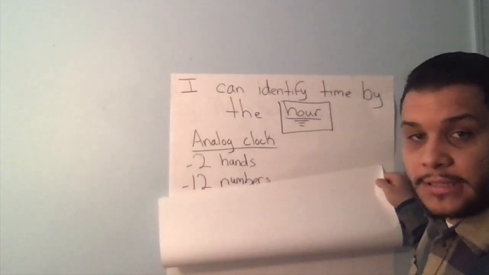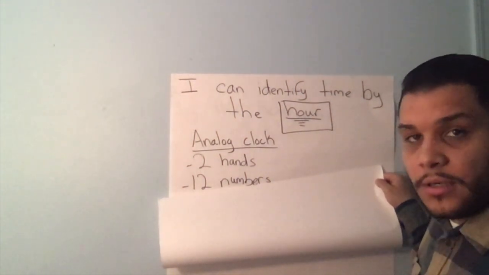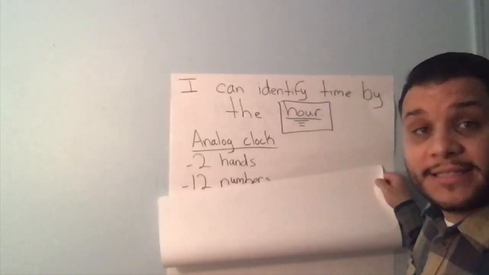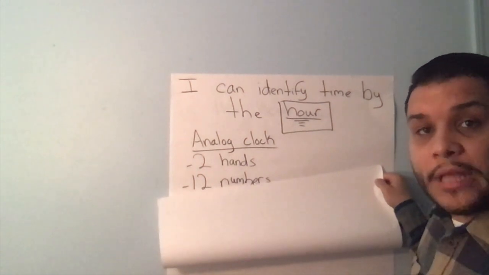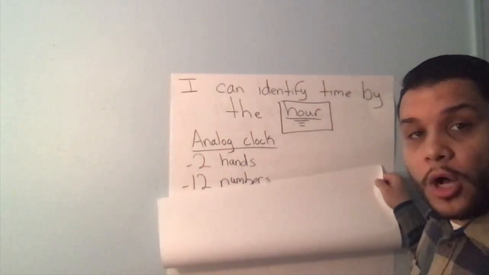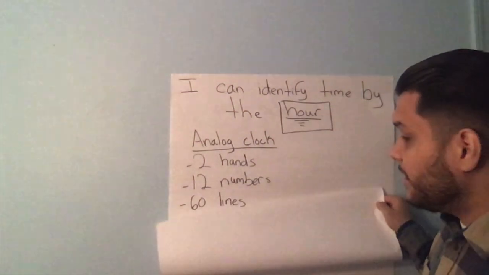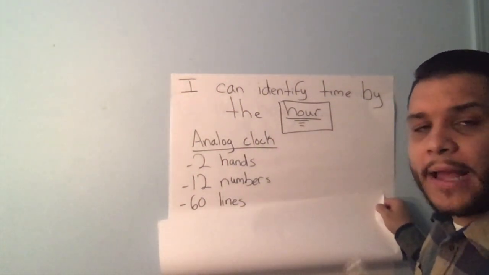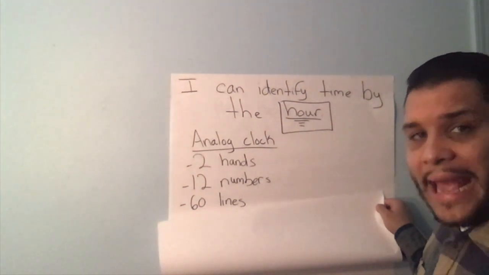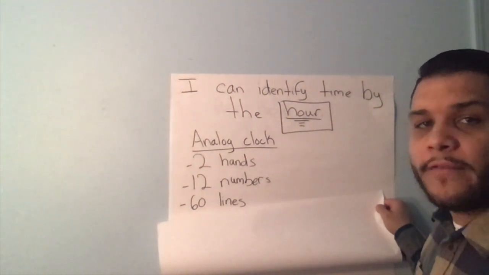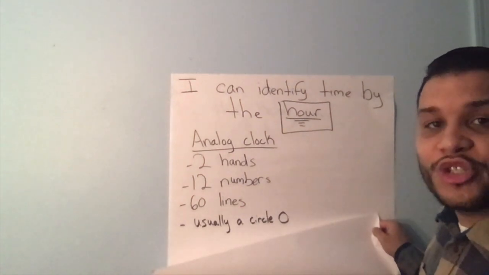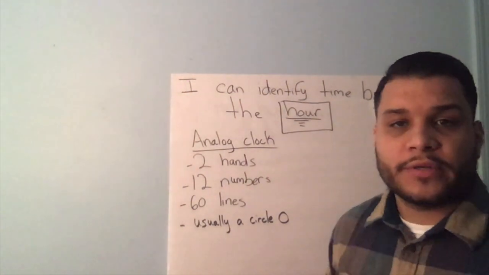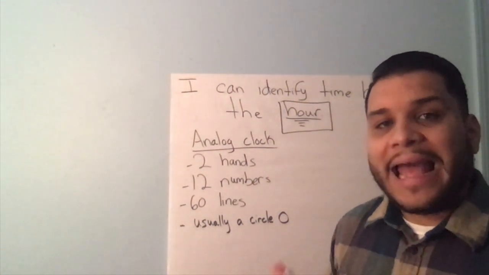Another thing that we learned yesterday was that an hour has how many minutes in it? Right, 60 minutes in 1 hour. So that means that our analog clocks also have 60 lines. If you said that, kiss your brain. And then the last thing that we learned yesterday was that usually the majority of analog clocks are in the shape of a, you guessed it, circle. Awesome job.